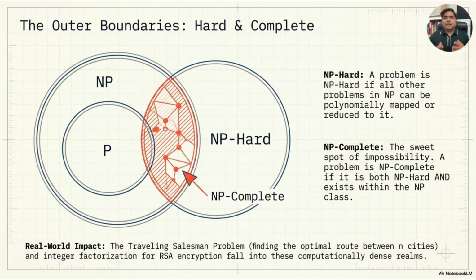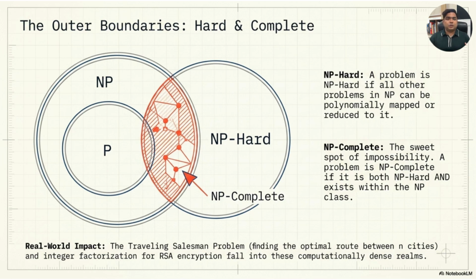This slide explains NP hard and NP complete problems. An NP hard problem is at least as hard as the hardest problems in NP. More formally, if all problems in NP can be mapped or reduced to a problem in polynomial time, then that problem is NP hard. An NP complete problem is a special type of problem. It is both in NP and NP hard. In simple terms, NP complete problems are the most important difficult problems inside NP.